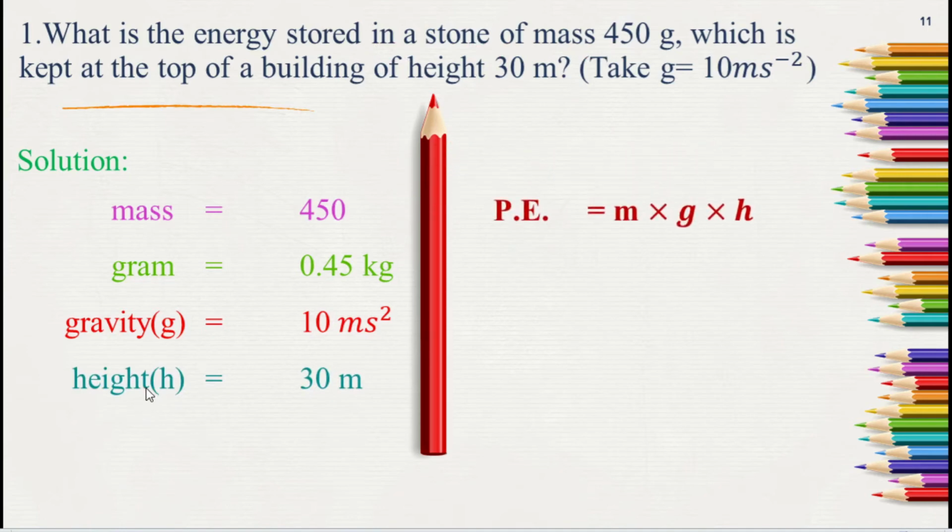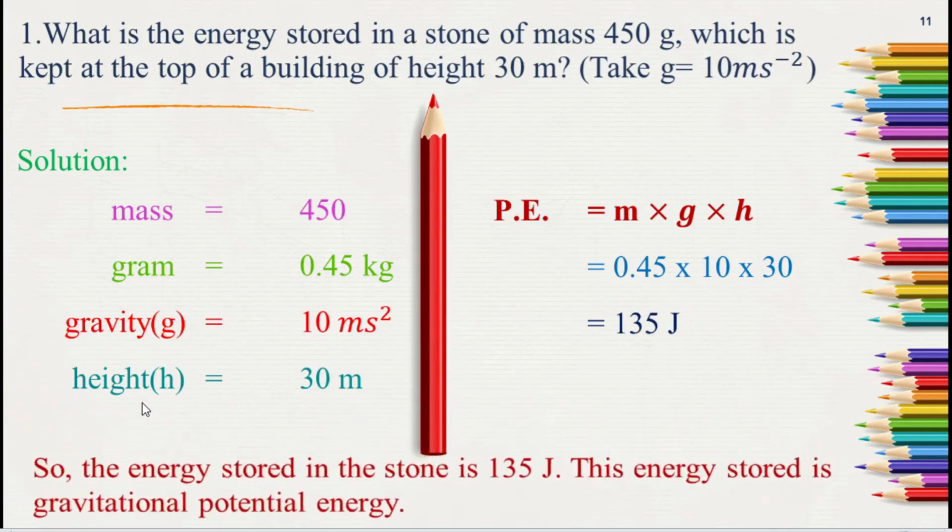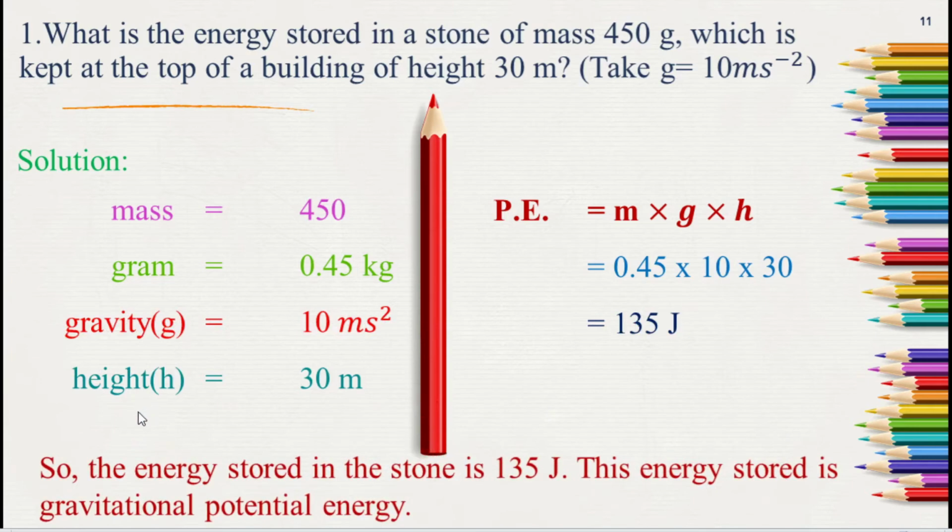Next we have to write the formula. Already we know the formula for potential energy. Potential energy is equal to mass into gravity into height. I am going to apply these values into the formula, 0.45 into 10 into 30. After multiplication we get 135 joules. So students, the energy stored in the stone is 135 joule. This stored energy is gravitational potential energy.